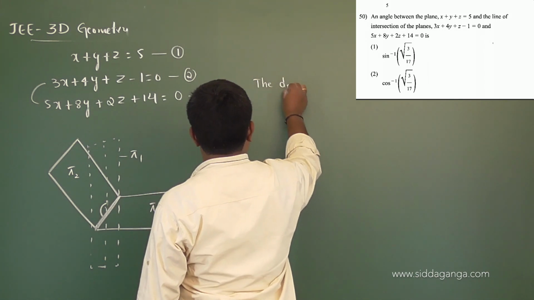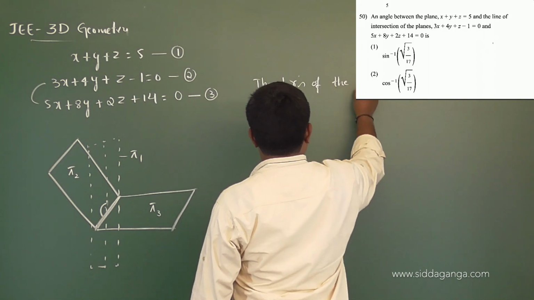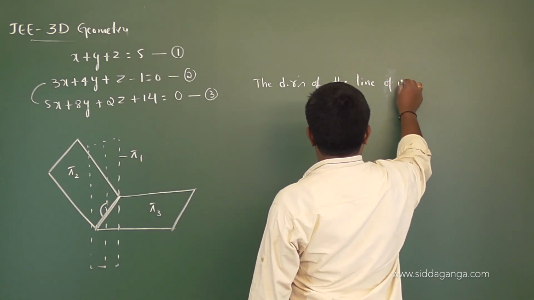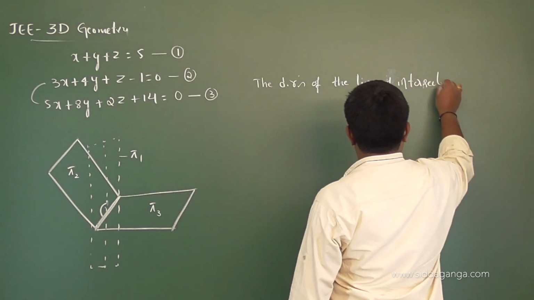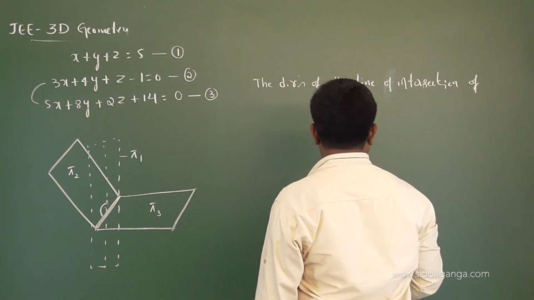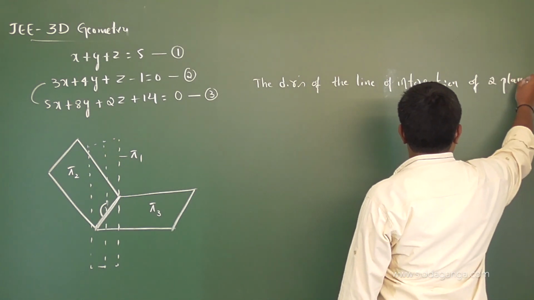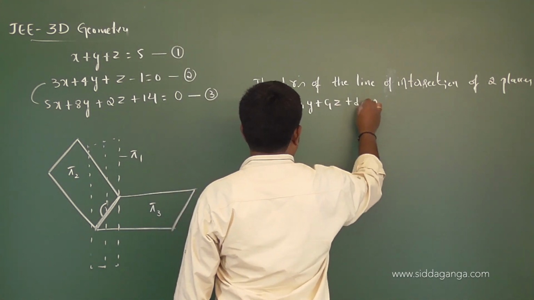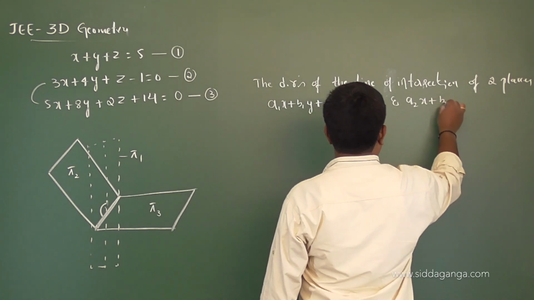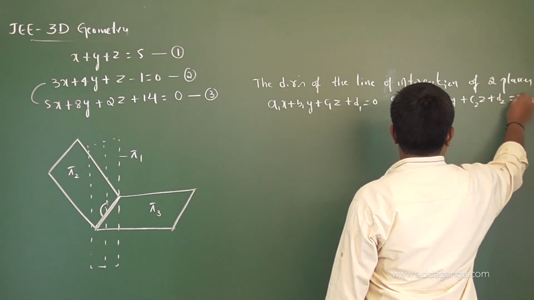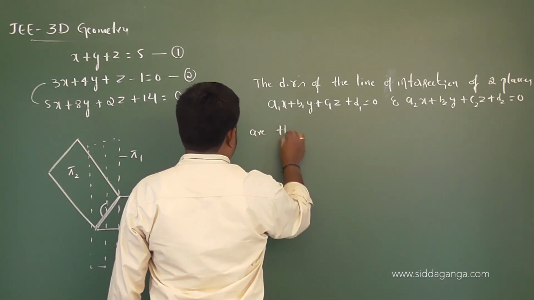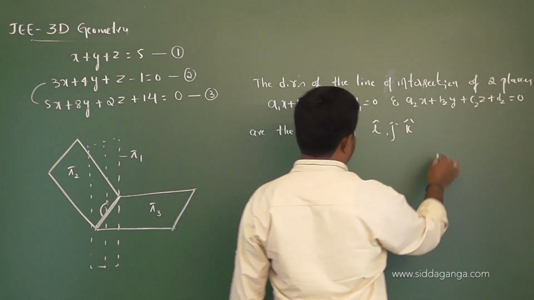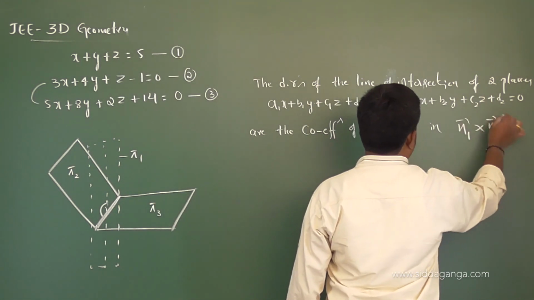The direction ratios of the line of intersection of the two planes a1x plus b1y plus c1z plus d1 equal to 0 and a2x plus b2y plus c2z plus d2 is equal to 0 are the coefficients of i, j, k respectively in n1 cross n2. This is the result we have.